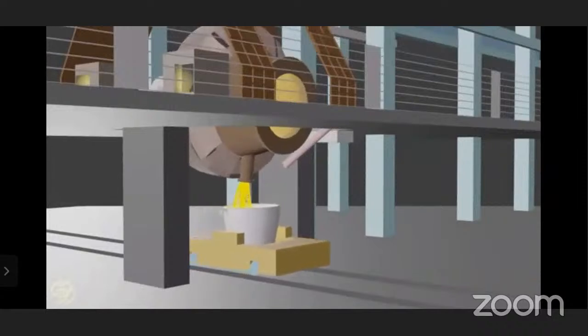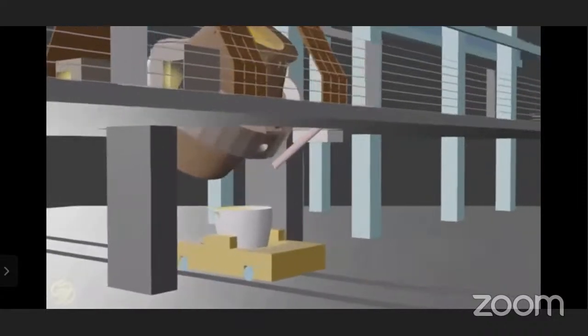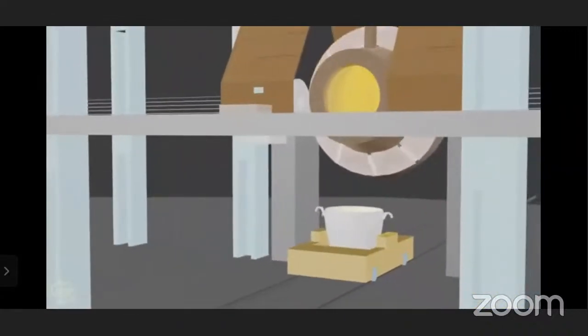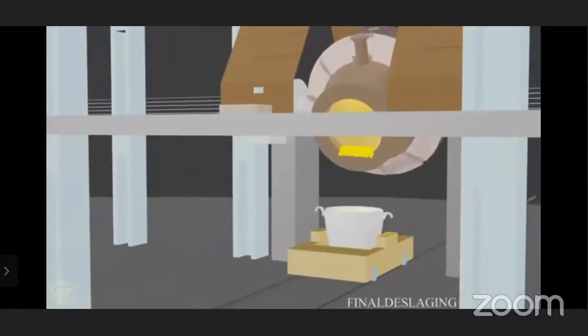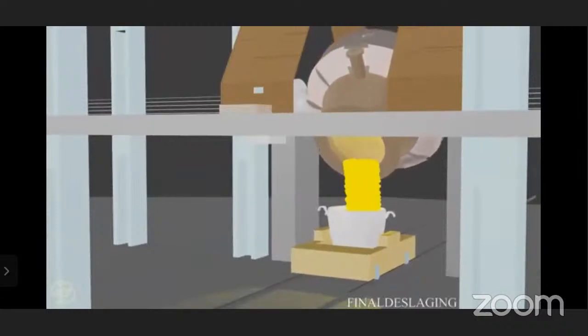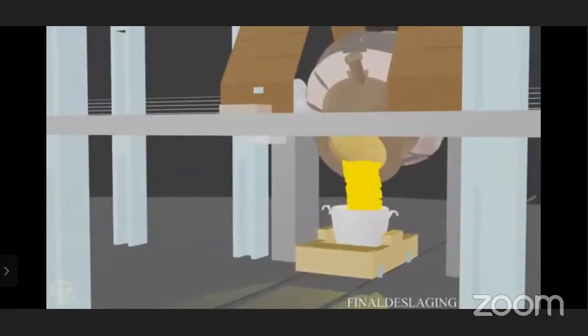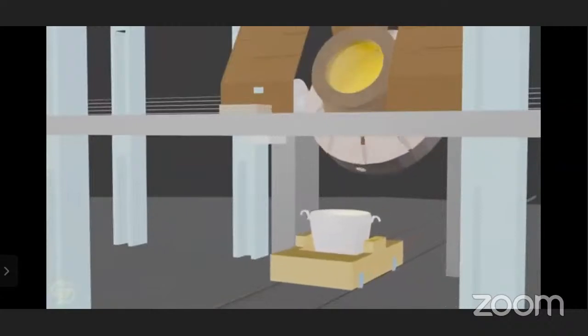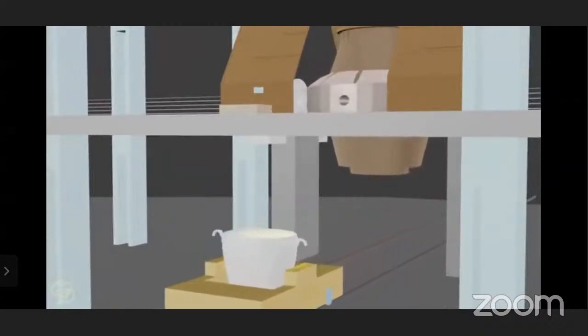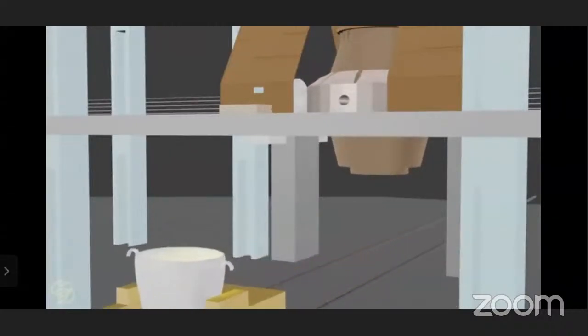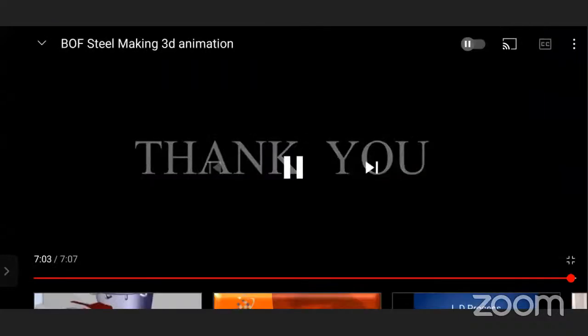Remaining slag is dumped into the slag pot. If there is any remaining slag, it will drop into that slag box. The furnace is ready for charging again. After removing all the slag, the furnace gets ready for the next heat, right? So yes, I think you are clear on this.